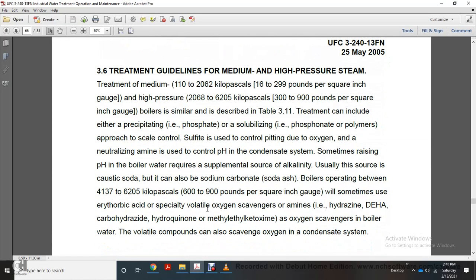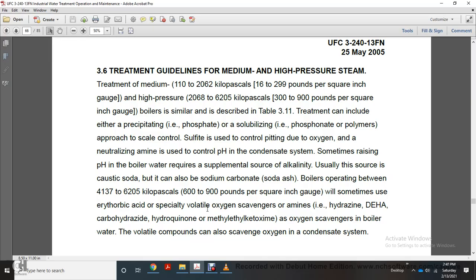All right, 3-6: treatment guidelines for medium and high pressure steam. Medium pressure is 16 to 299 pounds per square inch, and high pressure facilities are 300 to 900 pounds per square inch, with the boiler similar to that described in Table 3-11. The treatment can include either precipitating phosphate, stabilizing phosphonate, or polymers for scale control, sulfite to control pitting due to oxygen, and neutralizing amines to control the pH of the condensate system.